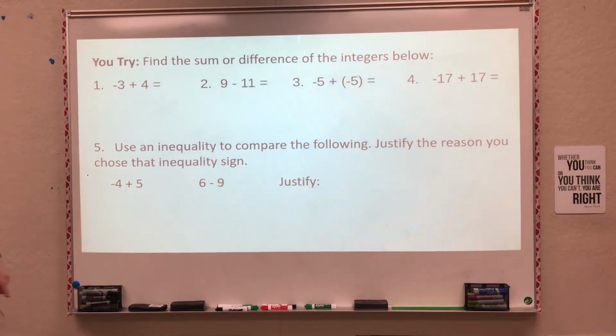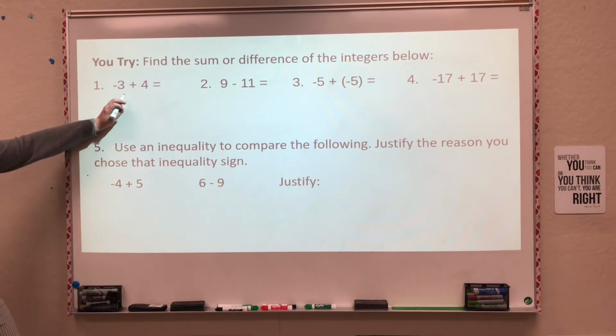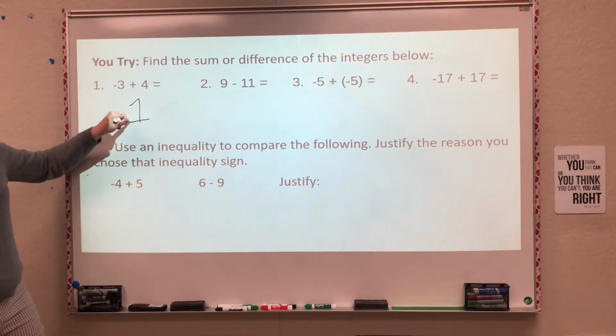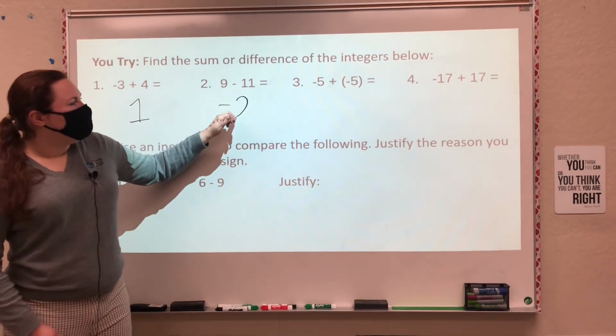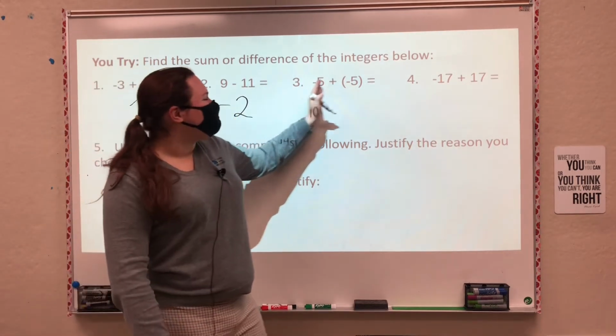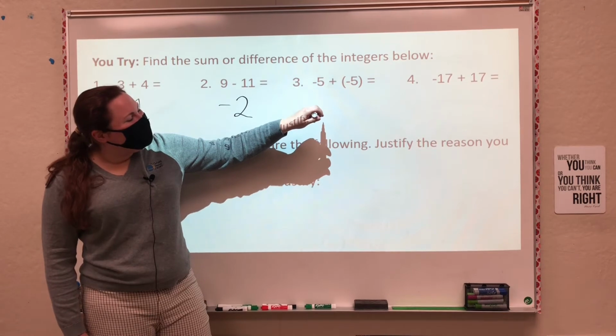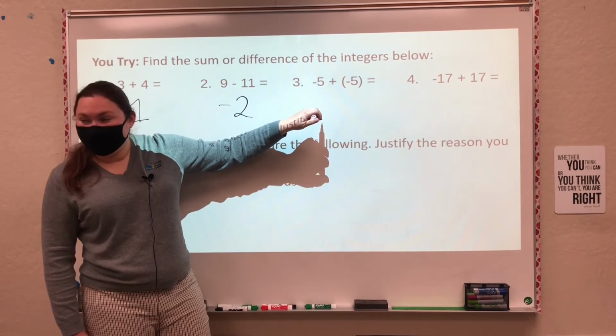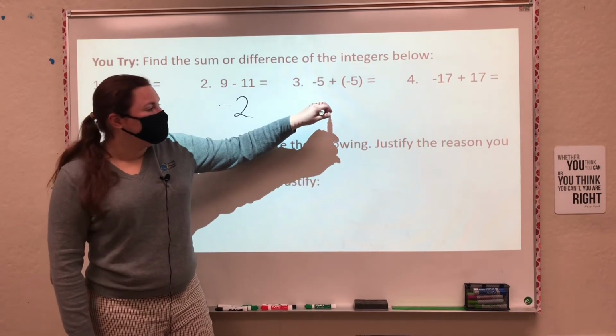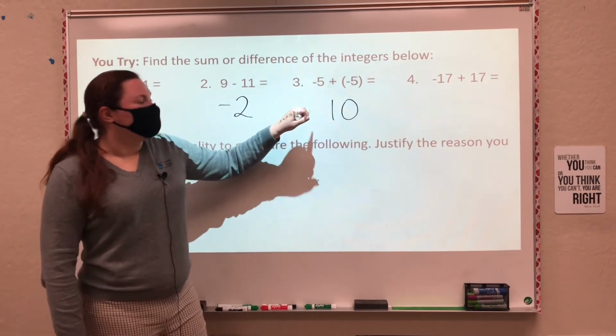Nice. All right. Tell me 1 through 4 real quick. Number 1, we got 1. Number 2, this is the one people were skipping over. Didn't like this one. What do we need to do for this one? So you add 5 plus 5, which would be 10. You stay with the same sign, which would be negative.